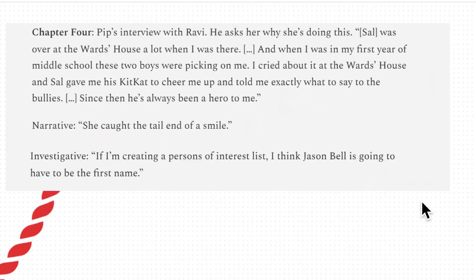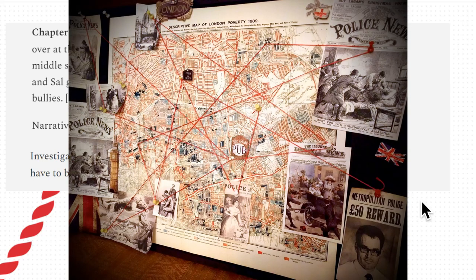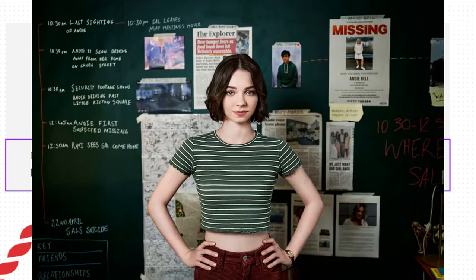The investigative line here is, if I'm creating a persons of interest list, I think Jason Bell is going to be the first name. Note how she keeps a running persons of interest list. This is a really good way for the writer to guide the reader's thinking about who is the murderer, as well as misdirect us and keep track.